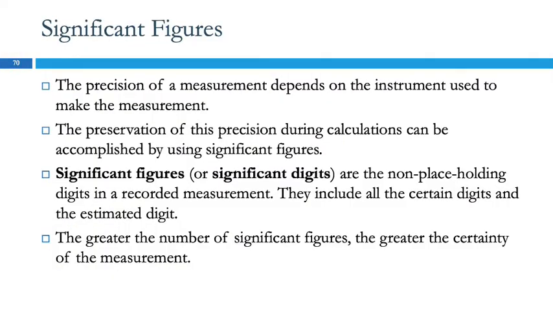So the precision of our measurements depends on the instrument that's used to make the measurement. But then a lot of times we do calculations with those numbers. And when we do calculations, we want to preserve the degree of precision. We don't want it to suddenly get super precise or super imprecise. We still want it to reflect the actual uncertainty from the data. So how do we keep track of that? Well, we could use calculus to do that. Anybody want to do that? No, not really. Or we can use this kind of shortcut called significant figures.